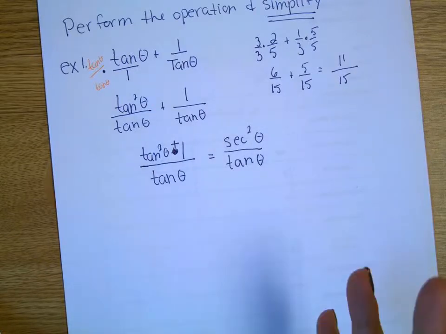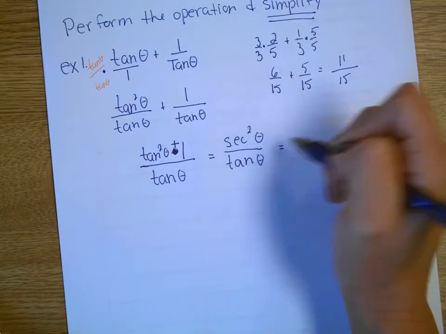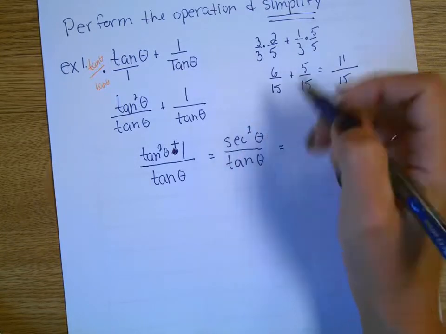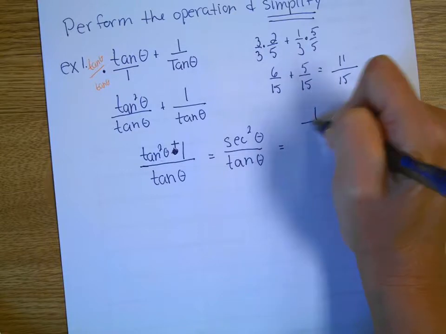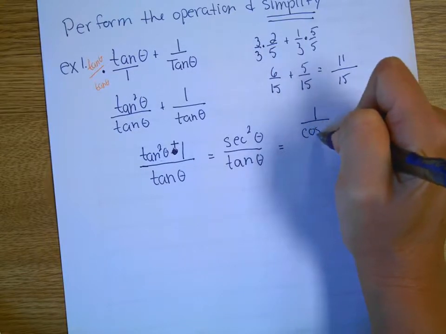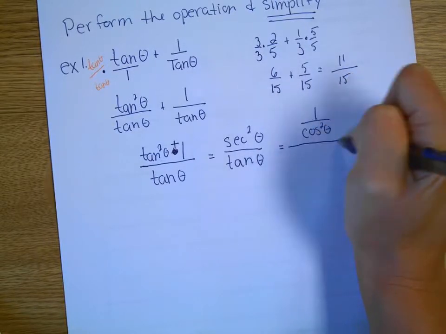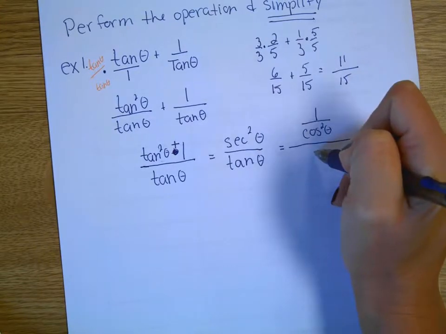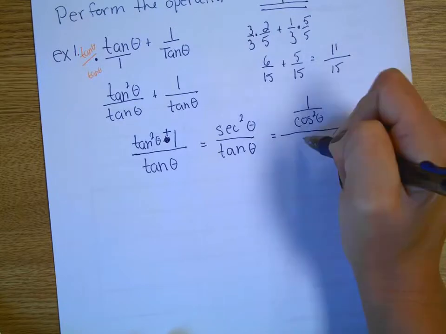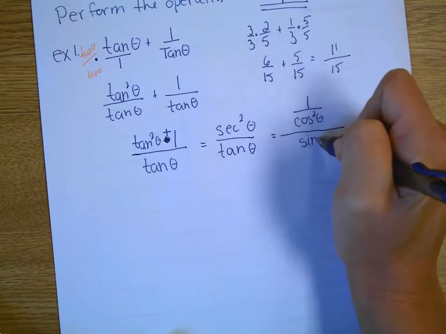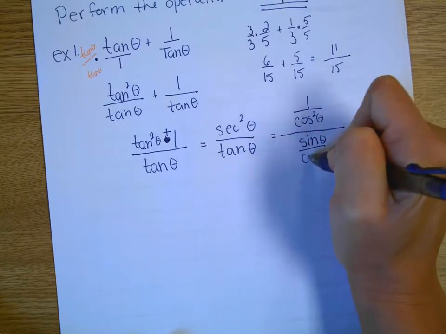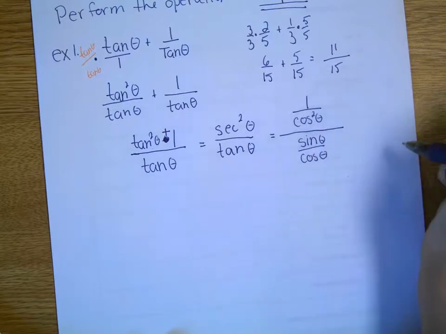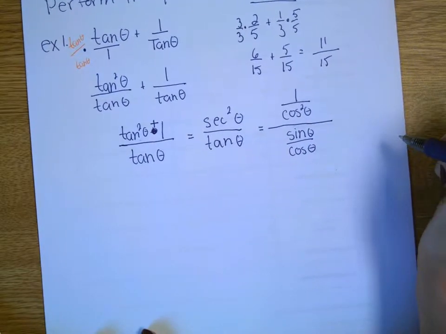Because we're going to switch to sines and cosines and see if anything else will cancel out. So secant gets rewritten as 1 over cosine, squared. Tangent gets rewritten as sine over cosine. Fraction divided by fraction says do what?